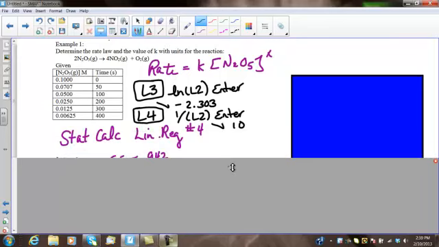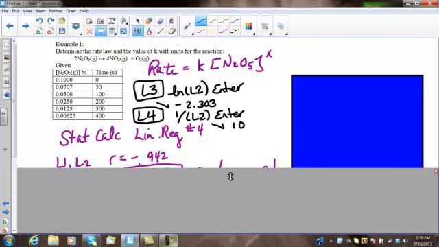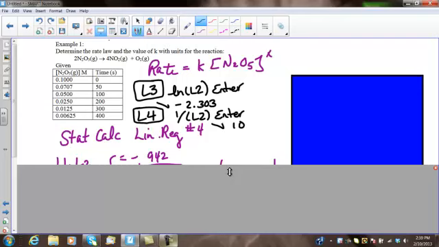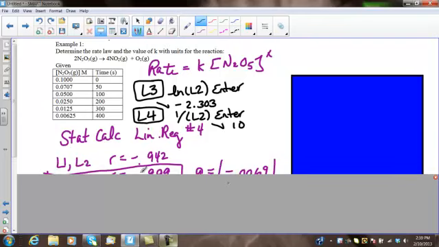Once that's done, you're going to hit Stat, Calc, Linear Regression, number 4, and you're going to type in L1, L2. You should see an R value of negative 0.942. Now I didn't write the A value for this down, but you can write the A value down as you go through it.